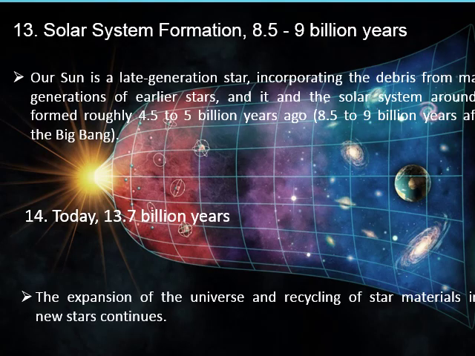So the 13th step is solar system formation, that means 8.5 to 9 billion years. Our sun is a late generation star, incorporating the debris from earlier generations of stars, and the solar system formed around it roughly 4.5 to 5 billion years ago. Today our universe is 13.7 billion years old. The expansion of the universe and recycling of stellar material is a cycle, new stars form and it continues.